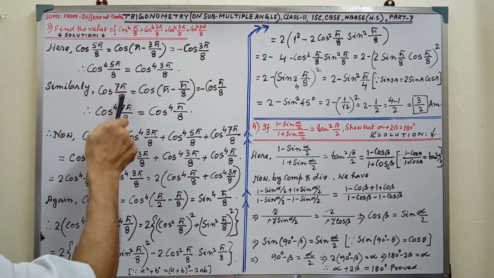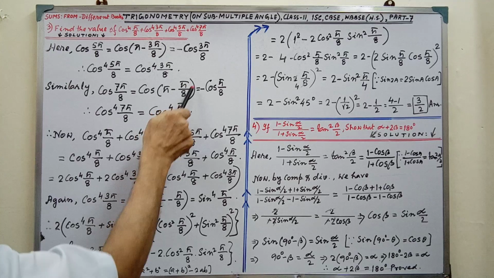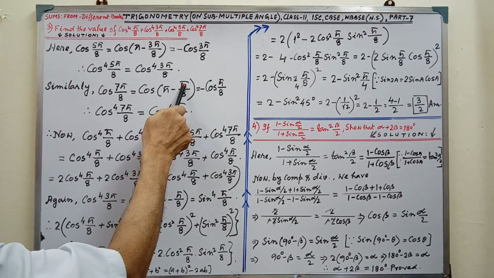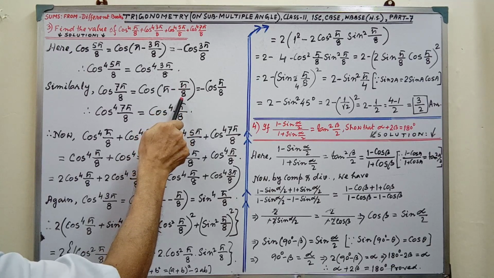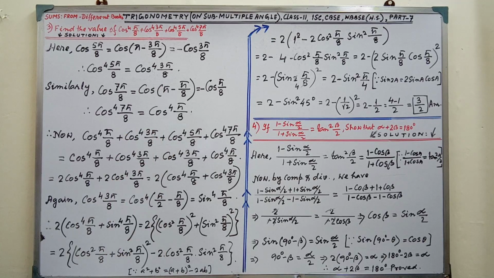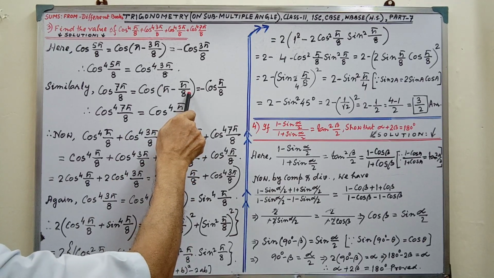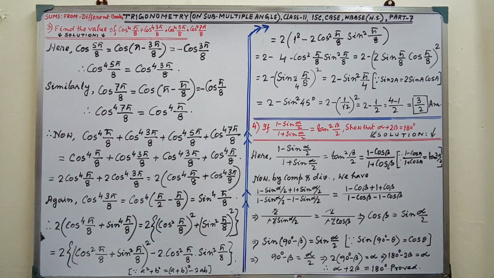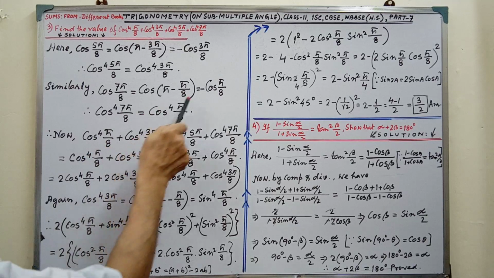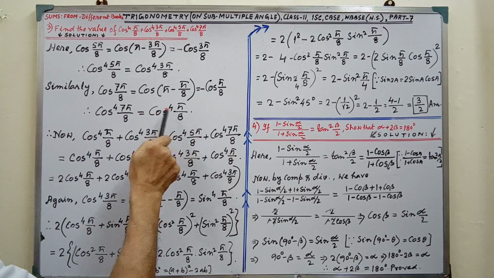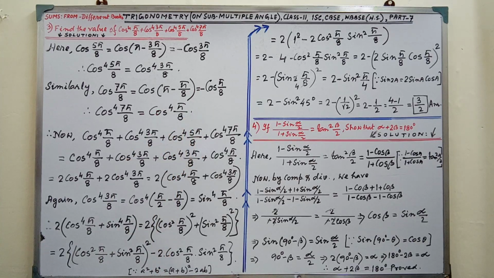Similarly cos 7 pi by 8, cos (pi minus pi by 8), if you take the LCM, 8 pi minus pi, that is 7 pi by 8. In place of 7 pi by 8 we may write this. And here also the angle is coming in the second quadrant. Second quadrant cos will be minus. This is why minus cos pi by 8. Here also same thing. Here is minus, taking power 4, this even number, so this minus will be plus.